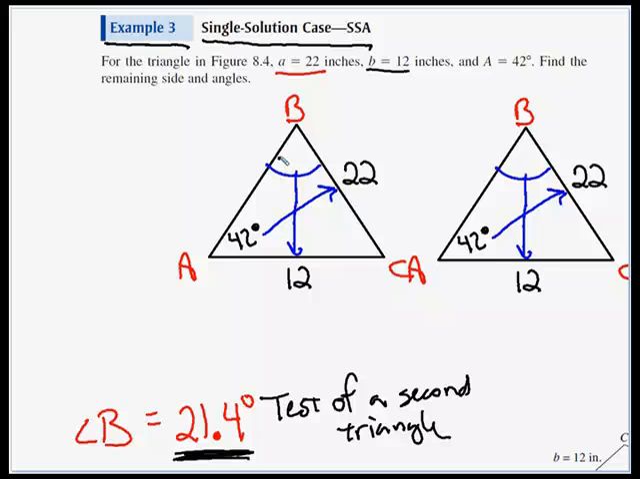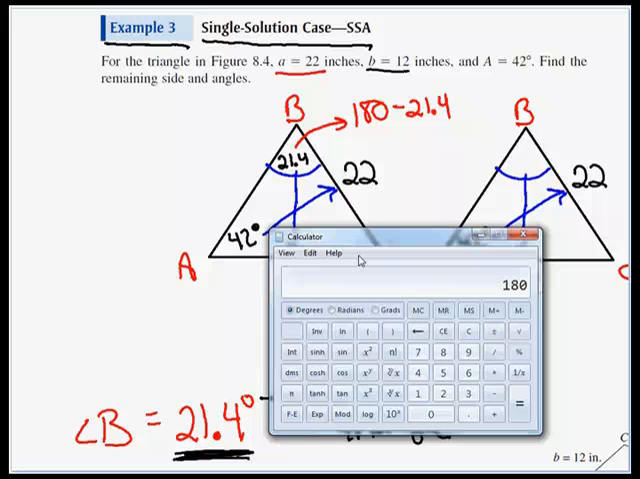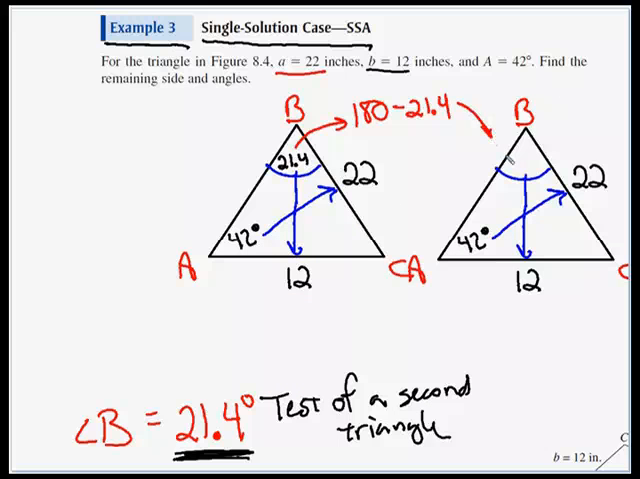I'm going to come up to this picture. Angle B is 21.4. Is it possible that there's another triangle out there with a different angle B that has the same sine value of 21.4 degree angle? The test is easy. I'm going to take this 21.4 degree angle and subtract it from 180. So we got our 180 degree angle, we're going to minus 21.4, and the other possible angle might be 158.6.